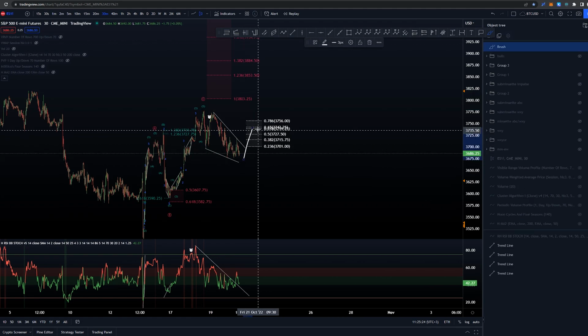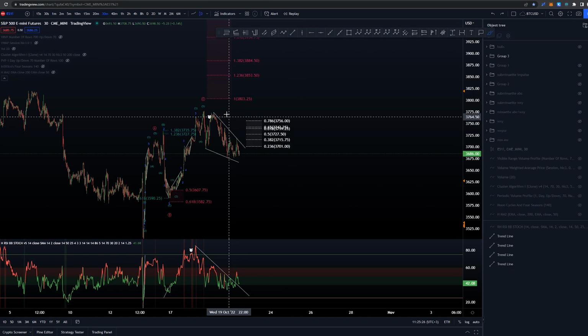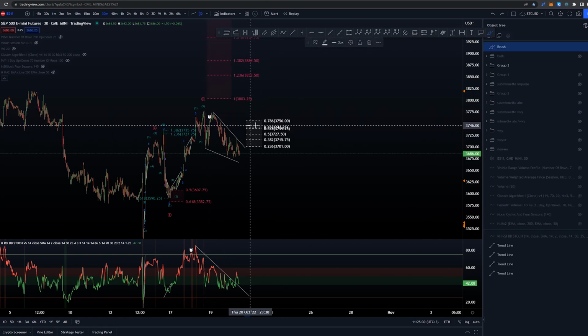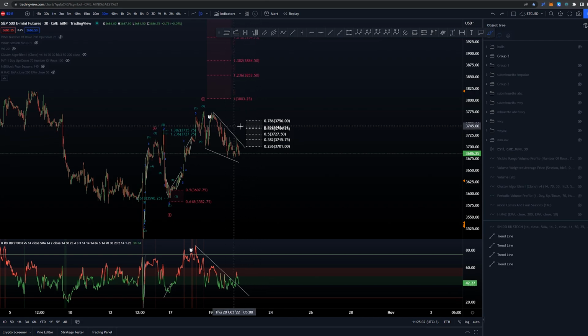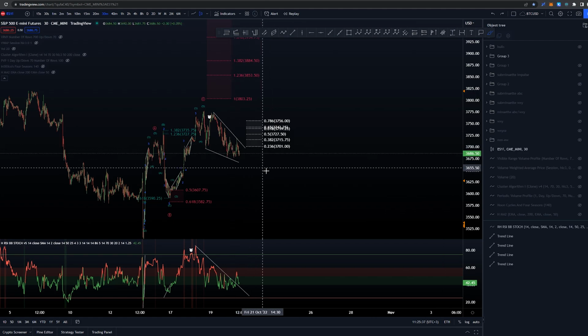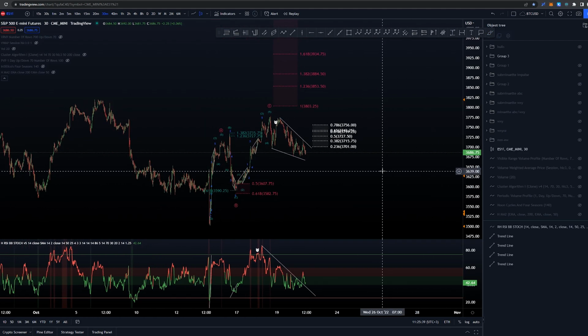Again, the higher we go up to this golden pocket, the better we have the chances of this being a wave 2 actually, or wave B. Again, we would have better risk to reward ratio here. But yeah, I think that is pretty much all I want to share on S&P 500 today.